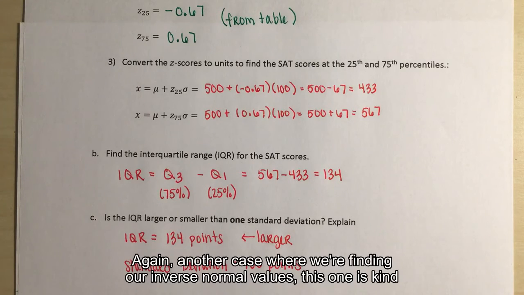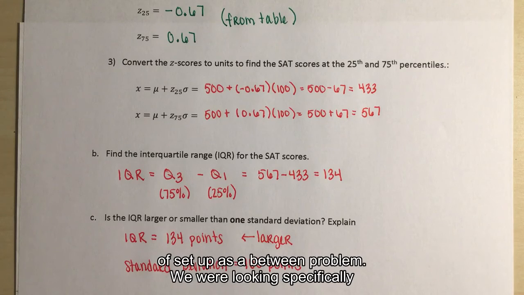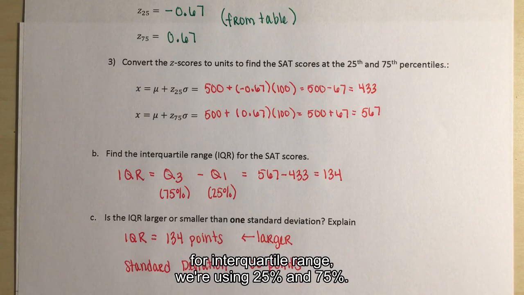So again, another case where we're finding our inverse normal values. This one is set up as a between problem. We were looking specifically for our interquartile range, so we're using 25% and 75%.